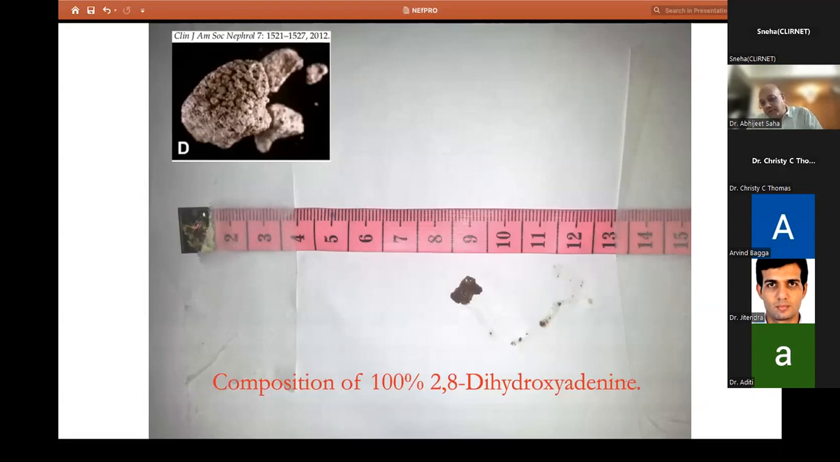So just 2 slides on the final outcome of this child. Because this child was in pain, with obstructive uropathy and a large staghorn calculus, surgeons were involved, and the stone was taken out after a surgical procedure. DJ stenting was done, and the composition of the stone came out to be 100% 2,8-dihydroxyadenine stones. You can see the red-brown color of the stone.